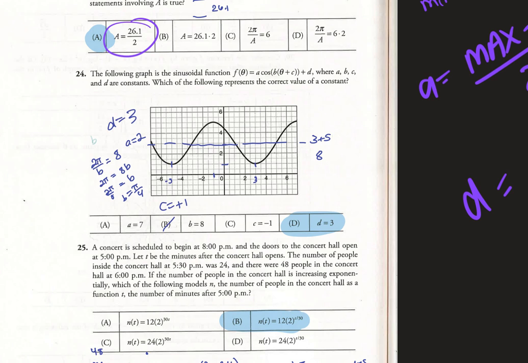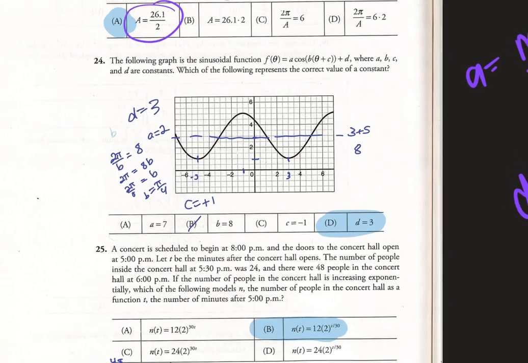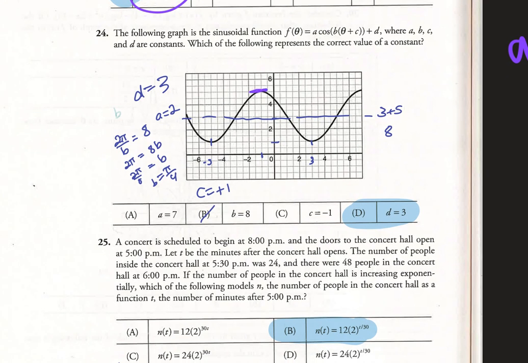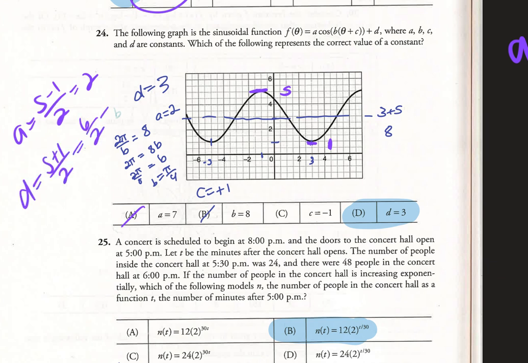All right, 24, the following graph is a sinusoidal function, and it gives you the equation where a, b, c, and d are constants. Which of the following represents the correct value of the constants? So I have my max at 5, my min at 1, which means amplitude, or a, would be 5 minus 1 divided by 2, which would be 2. A equals 2 is not an option, okay? A does not equal 7. If I wanted d, d would be 5 plus 1 divided by 2, or 6 divided by 2 is 3, and that one was there.